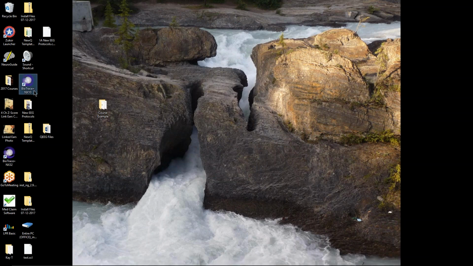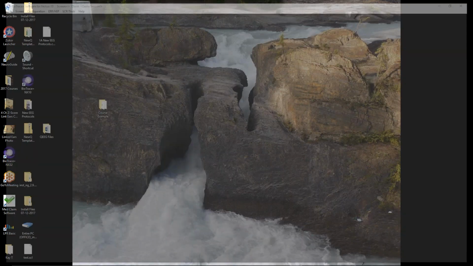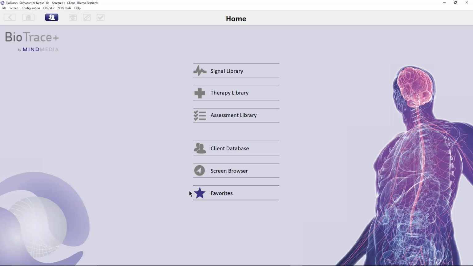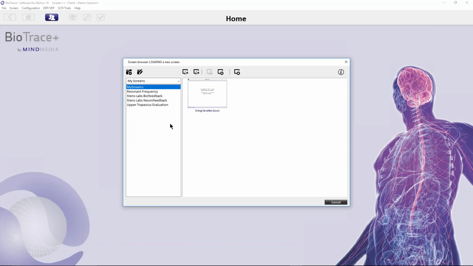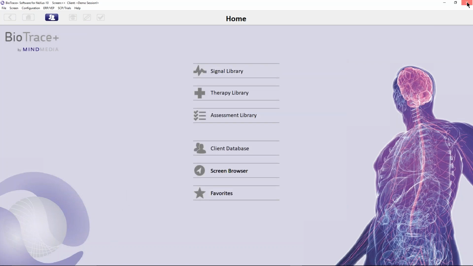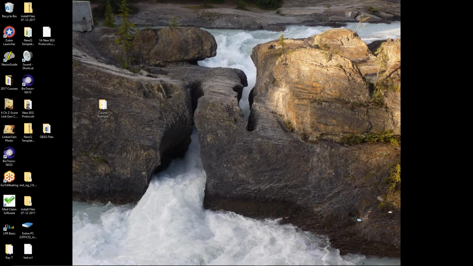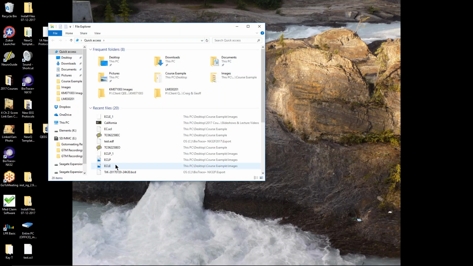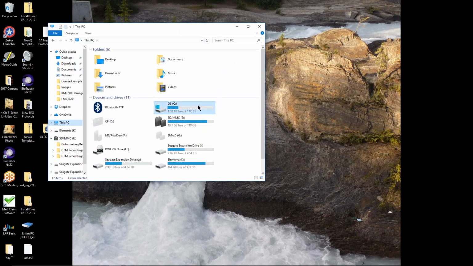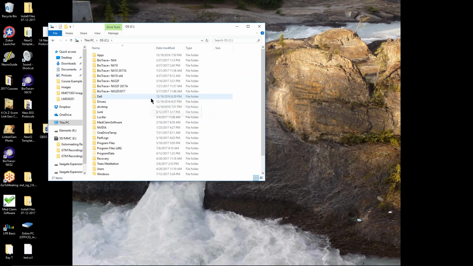Let's open up Nexus 10. I just installed the latest 2017 version, so it may not be in this version. I don't have new EEG protocols in this one. Let me see if I can find the one that does.